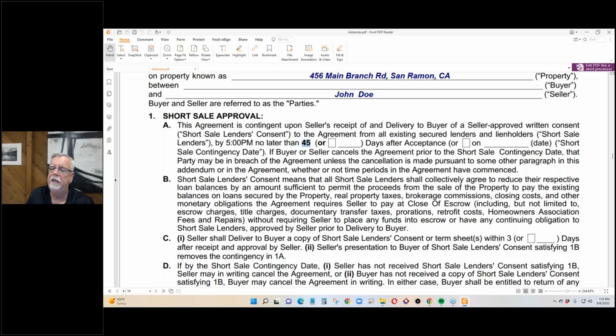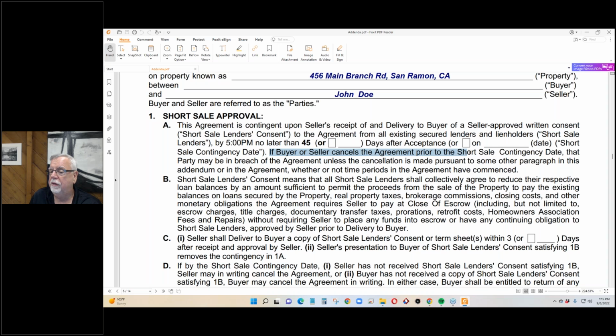They're not going to speed up, they're not going to slow down. Right now, sometimes it doesn't take that long, but could it take 45 days for the lender to approve your short sale? The answer is yeah, absolutely. It could take that long. So I would leave it. You could change the dates, but the lender isn't going to care what you write in.